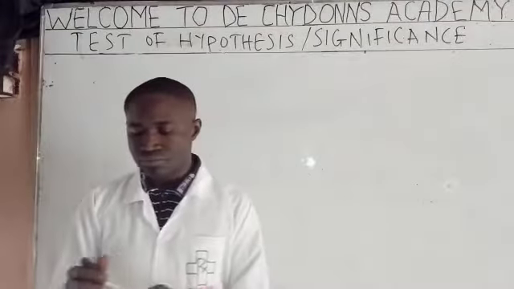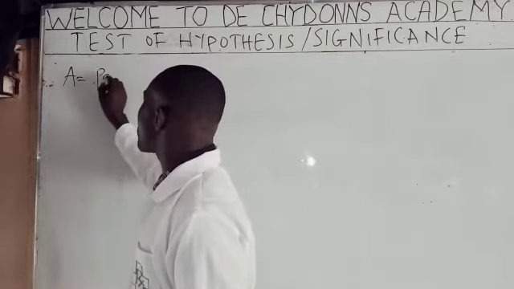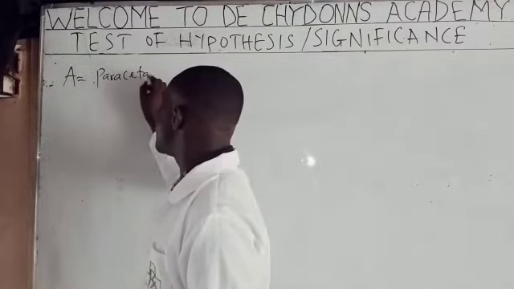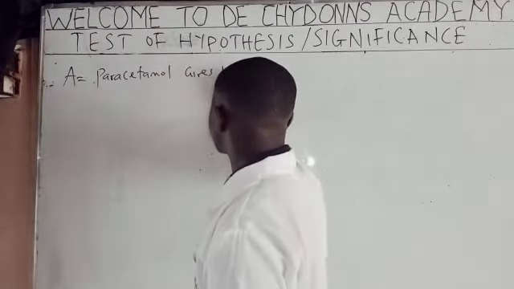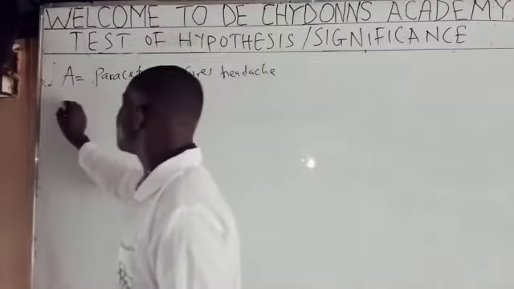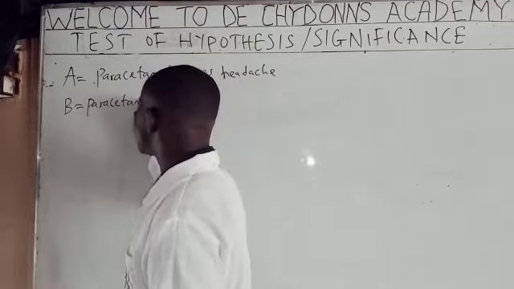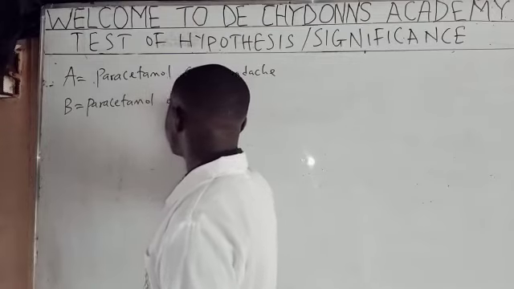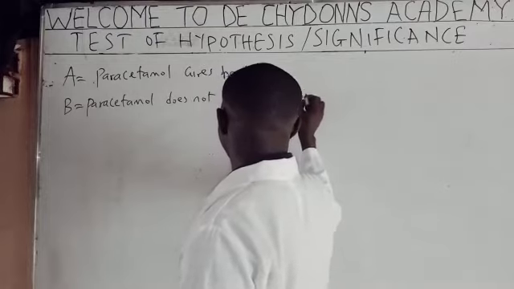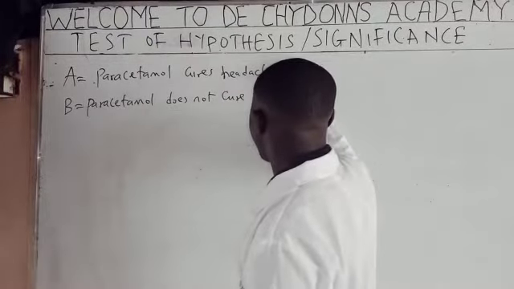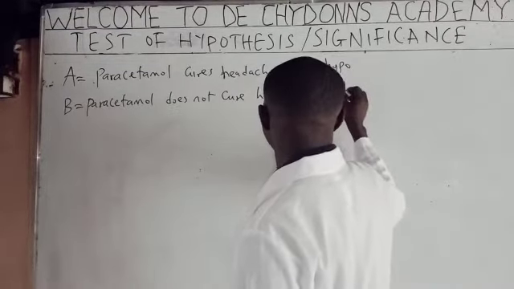See what we mean. When we say that Mr. A says paracetamol cures ordinary headache, and when we say that Mr. B says paracetamol does not cure ordinary headache, this first claim is called null hypothesis, while the second claim is called alternative hypothesis.